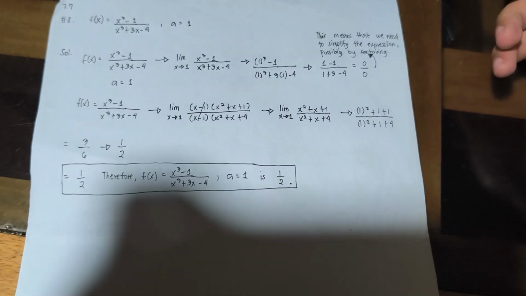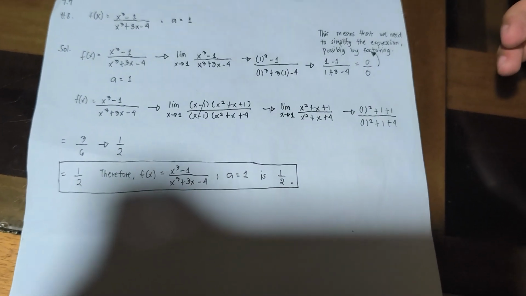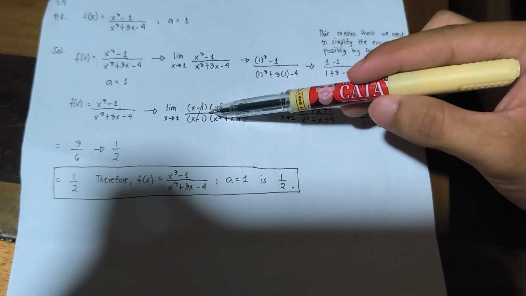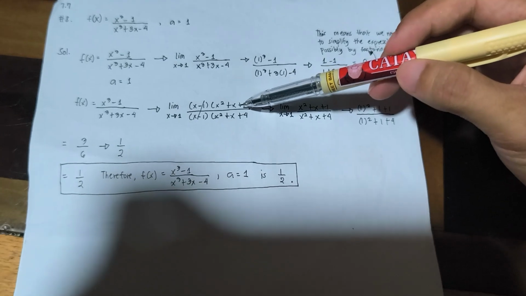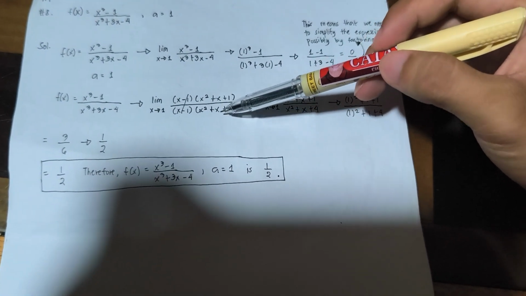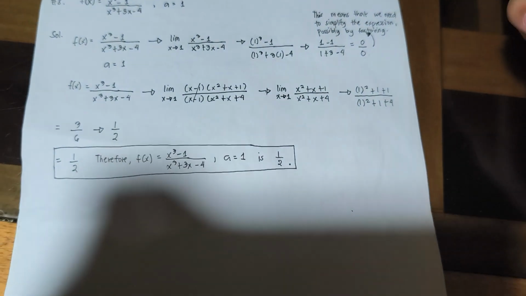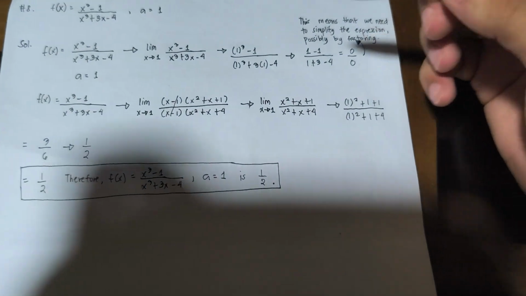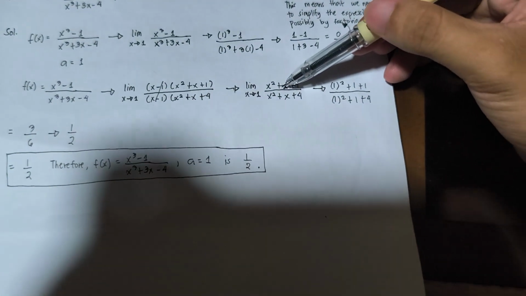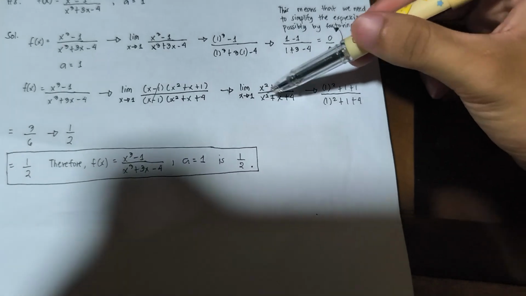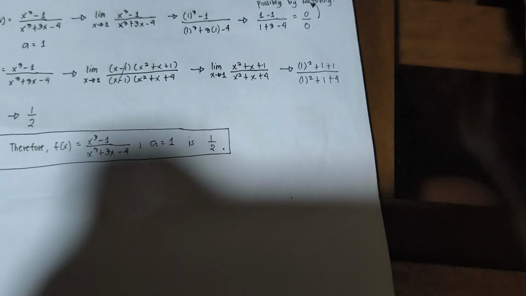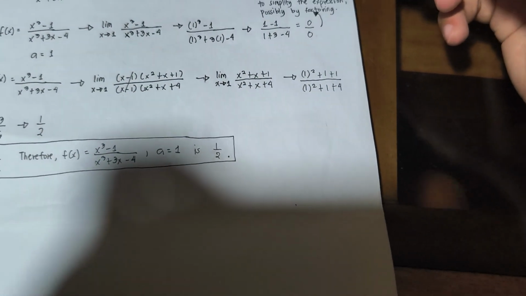So we need to factor both numerator and denominator. So we have the limit of x minus 1 times x squared plus x plus 1 over x minus 1 times x squared plus x plus 4. So we cancel the common factor, which is the x minus 1. So we have x squared plus x plus 1 over x squared plus x plus 4 as x approaches 1. So we apply the limit.